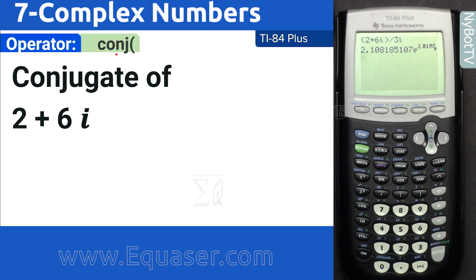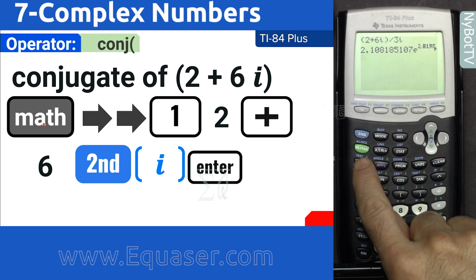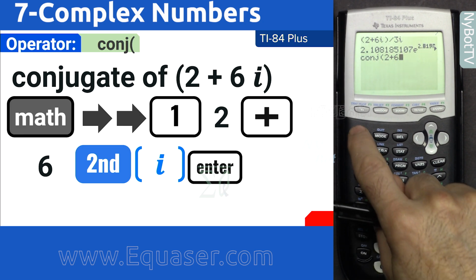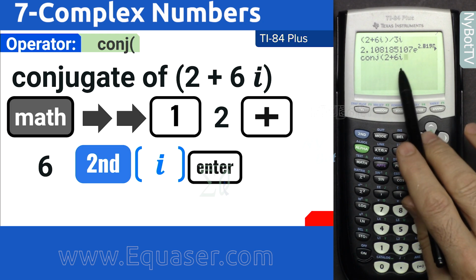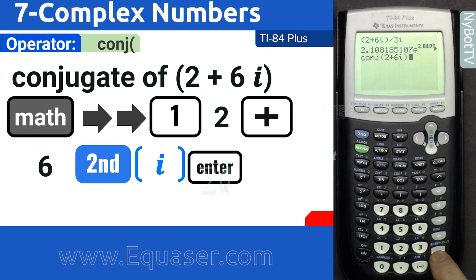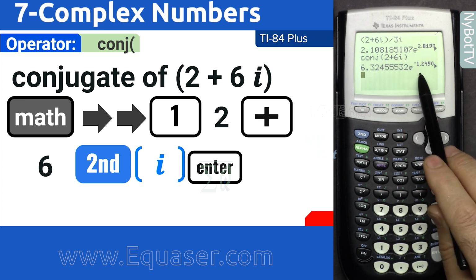Now we want to get the conjugate, so each operator is displayed at the top. Let's find the conjugate of 2 plus 6i. We know when you get a conjugate, just the sign changes. So let's press math once, twice, and then 1 is for conjugate, and then 2 plus 6, second function I. If you need to do some other calculation, close the parenthesis. Otherwise you don't need to close it, and press enter. That is the conjugate with an i, because we are in polar format.